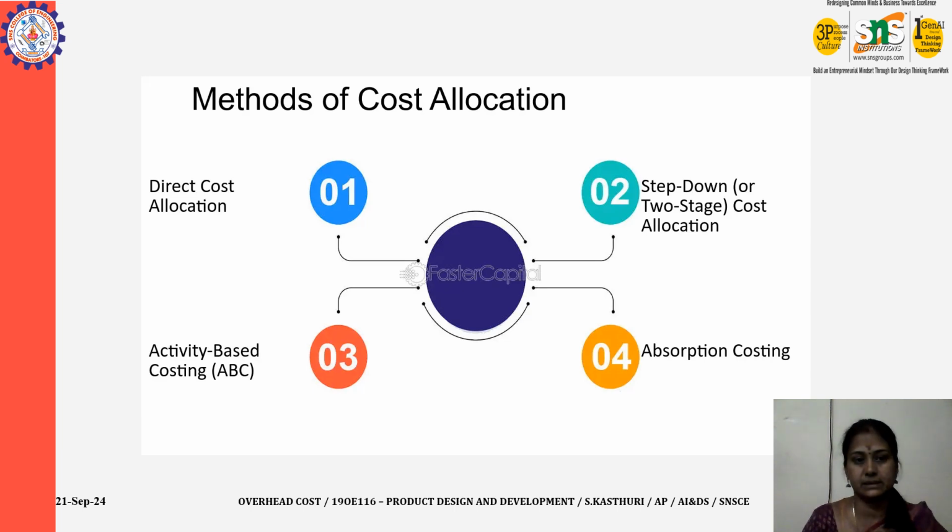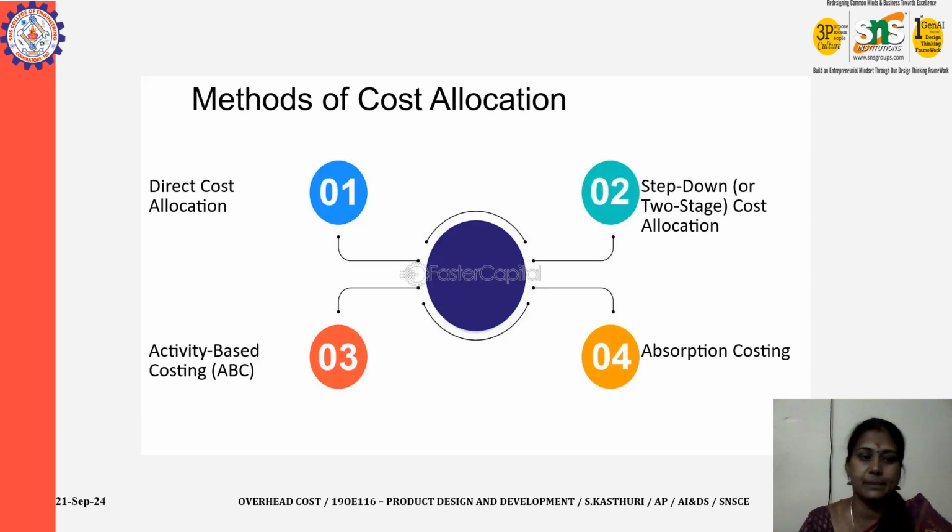This image depicts four common methods of cost allocation used in cost accounting and managerial decision making. Here's a brief explanation of each. The first one is direct cost allocation. It assigns costs directly to a specific cost object like a product, department or project, when costs are clearly traceable, for example, raw materials for a product. An example is allocating the cost of wood directly to a furniture manufacturing unit.